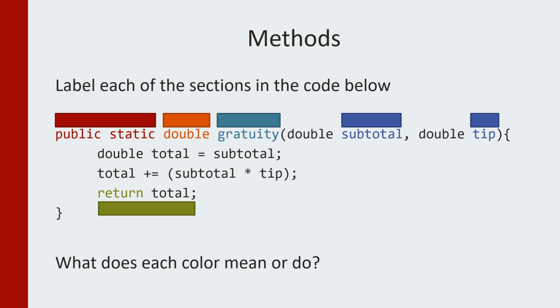Now let's get to the really important part with code tracing, which is to figure out what's going on with methods. For methods, although you should understand the entire header and know what each of these colors mean, what's really going to be important for tracing is the return type and the input parameters. And one thing that's really important here is order matters.